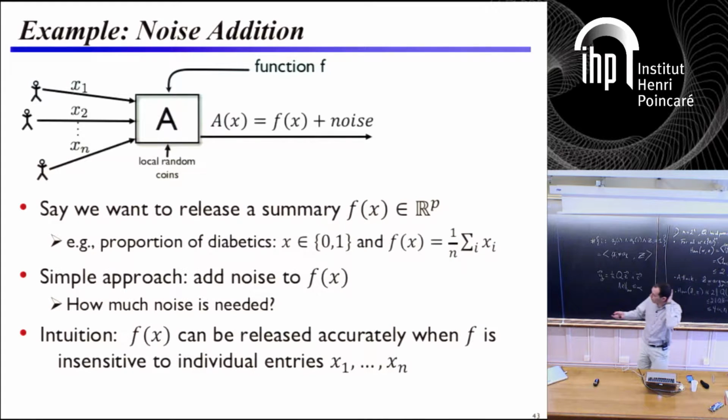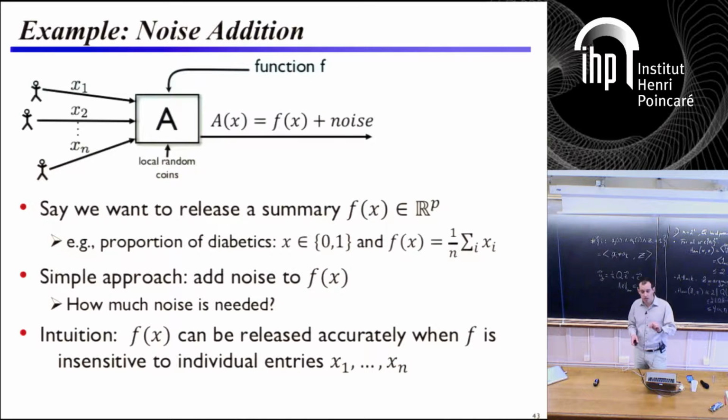So a simple example where p equals 1 is where I want to know the proportion of people who are diabetic in the data set. So there, for each person, I have a bit, which is either 0 or 1, and the thing I'm interested in learning is the sum of these bits. And a simple approach is to add noise to f of x, so we're going to release something like this. And the question is, how much noise do we actually need in order to satisfy differential privacy? What kind of noise?